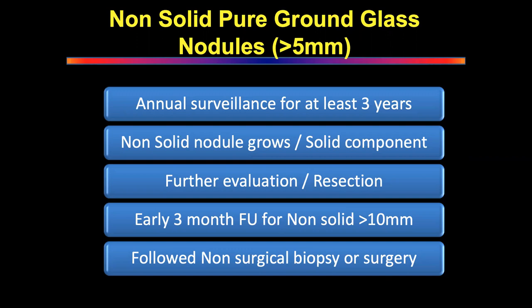Okay? If a solid component develops, then this is a sign that it's developing malignancy, then you have to resect it after doing a biopsy, or you can do a surgical biopsy. If the size of this is more than 10 millimeters, in an early 3-month follow-up for non-solid, you have to resect it. Did it make sense or not?